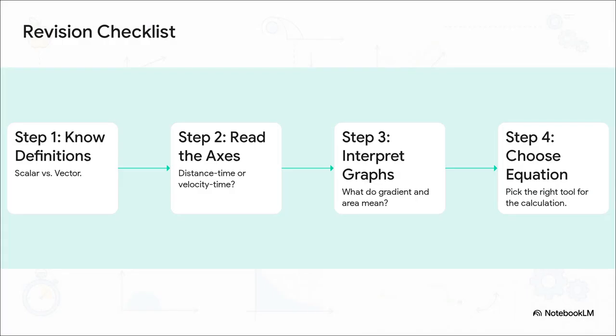So let's pull all of that together into a super simple checklist for when you're in the exam. Step 1. Know your definitions. Can you explain scalar versus vector? Step 2. If you see a graph, the first thing you do is read the axes. Is it distance time or velocity time? Step 3. Remember what the gradient and the area mean for each of those graphs. And step 4, if it's a calculation, look at what information you have and pick the right equation for the job.